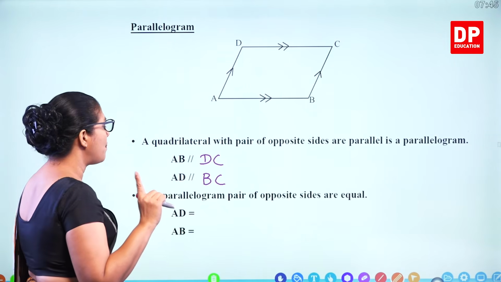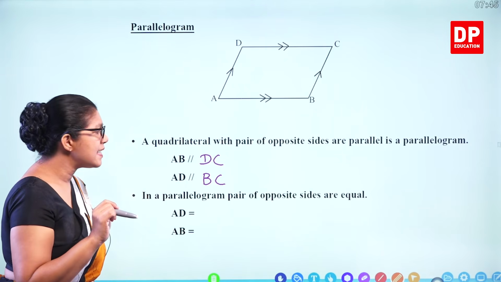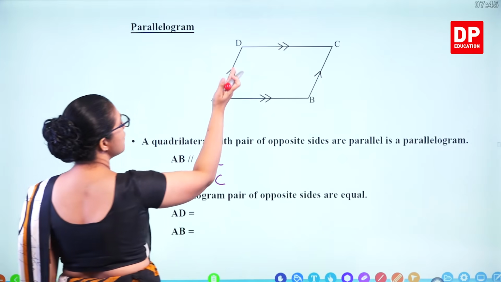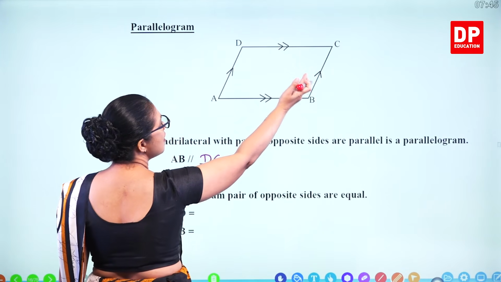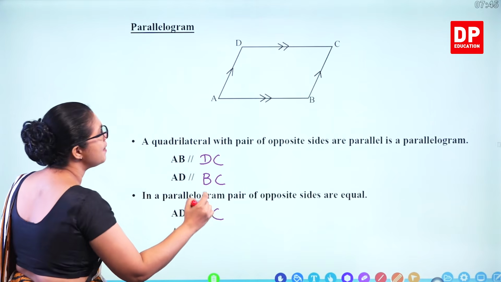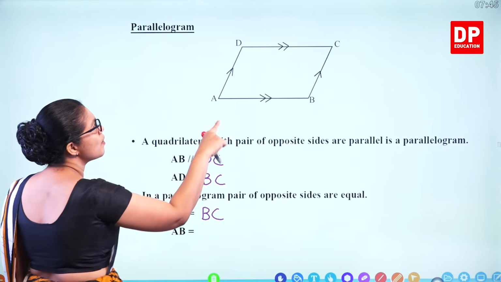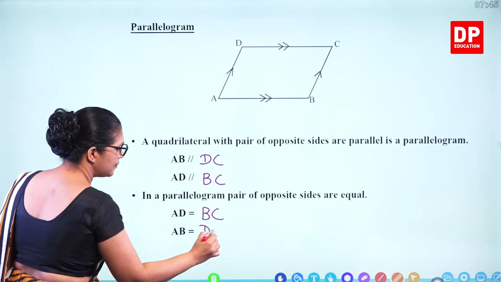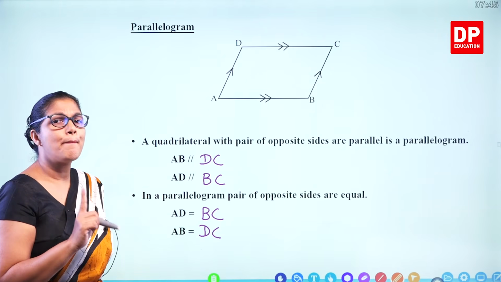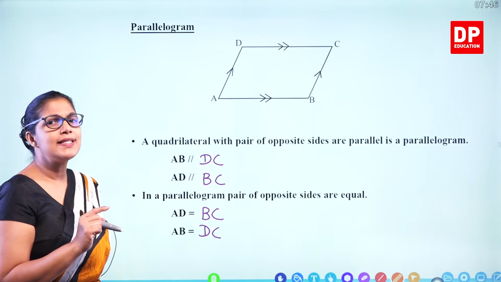And also in the parallelogram, pairs of opposite sides are equal. So if AD is this side, what's the opposite side? BC. So AD equals BC and AB is equal to DC. So in a parallelogram, opposite sides are parallel as well as equal.